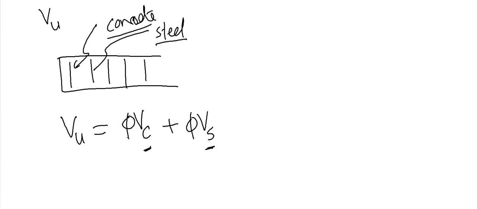Why did I use phi? Because it is design. As design, we use phi as a strength reduction factor to decrease our capacity to be safe. Now, if we use the nominal equation, it will be Vc plus Vs.